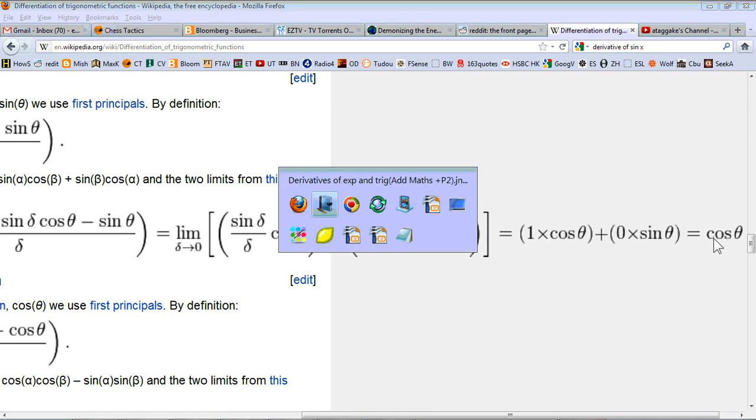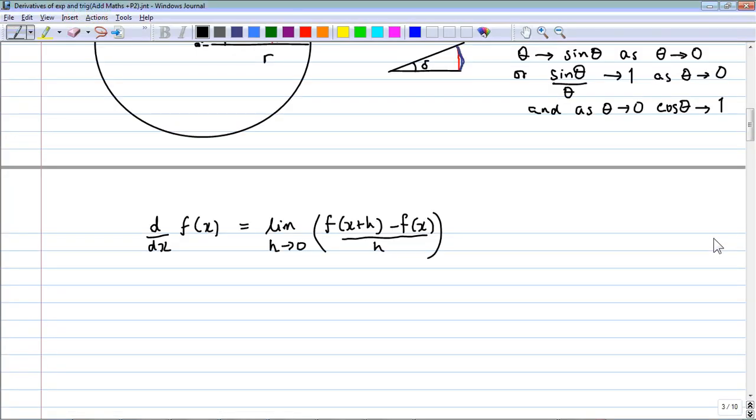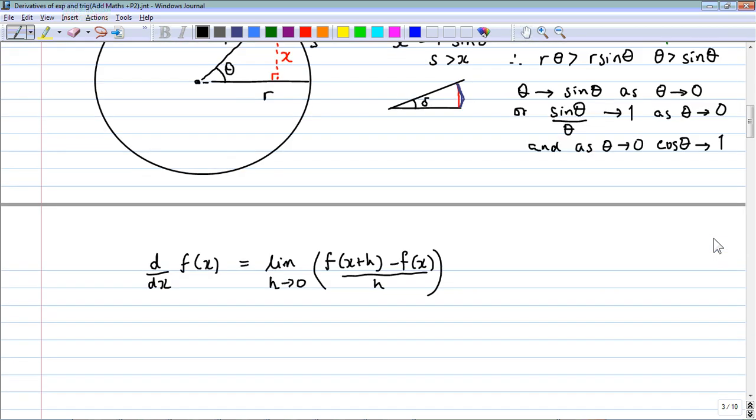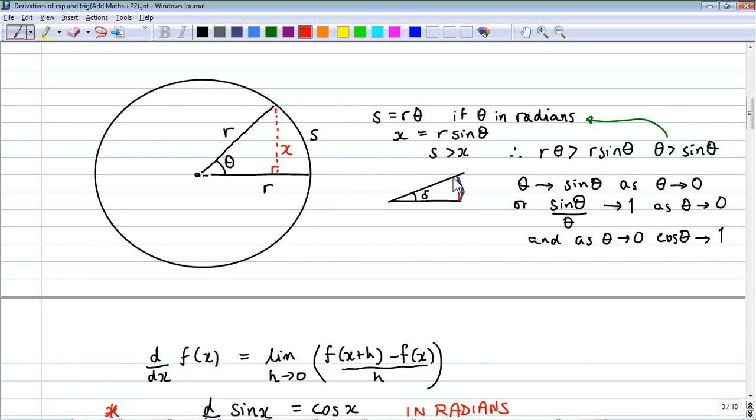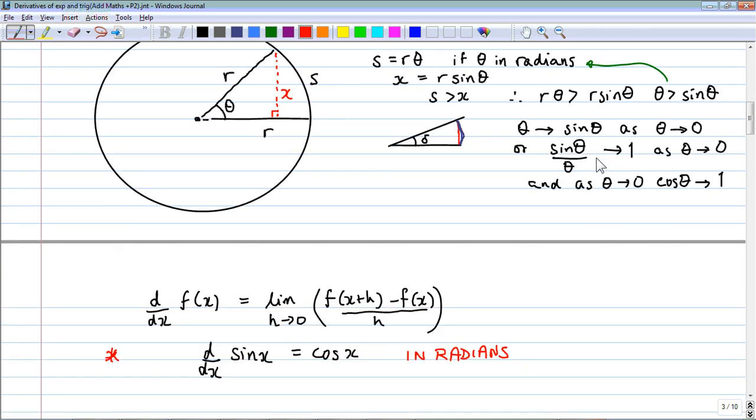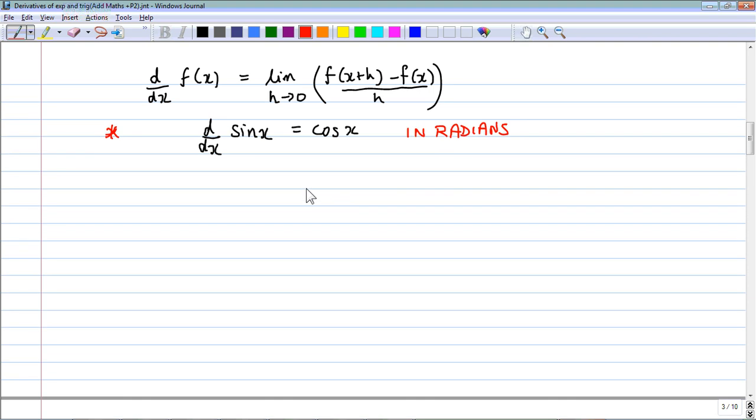So I'll now write this here, that the final answer is d by dx of sin x is cos x. And that's our first key result today. The derivative of the sine of x is cos of x if x is in radians, only if it's in radians. Because if it's not in radians, then this formula here, up here, does not work. It's not true. So this only works in radians, but we get this very beautiful result.